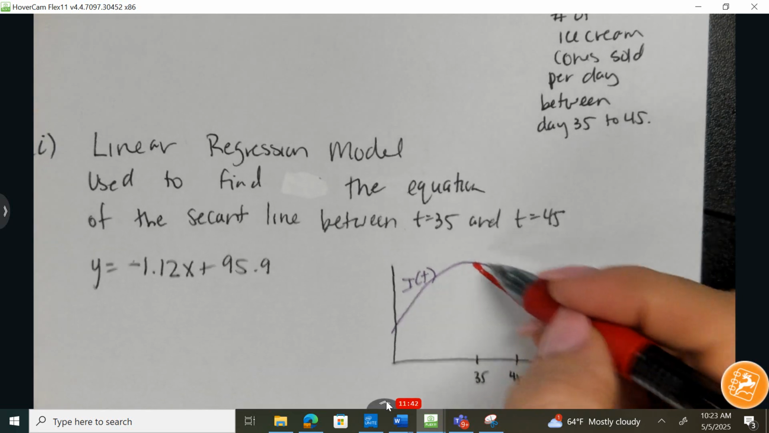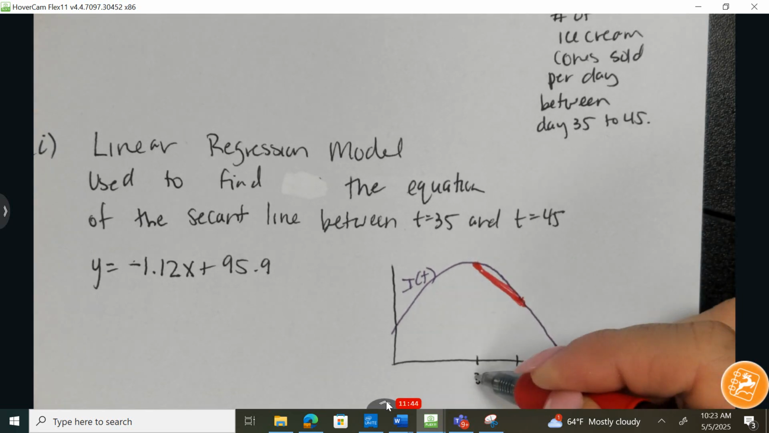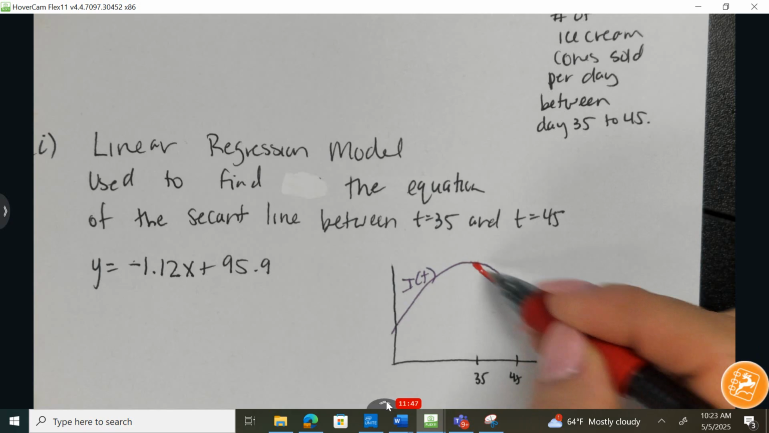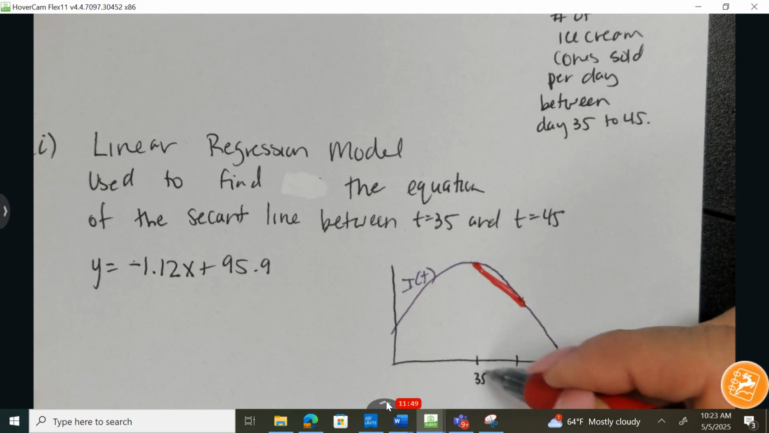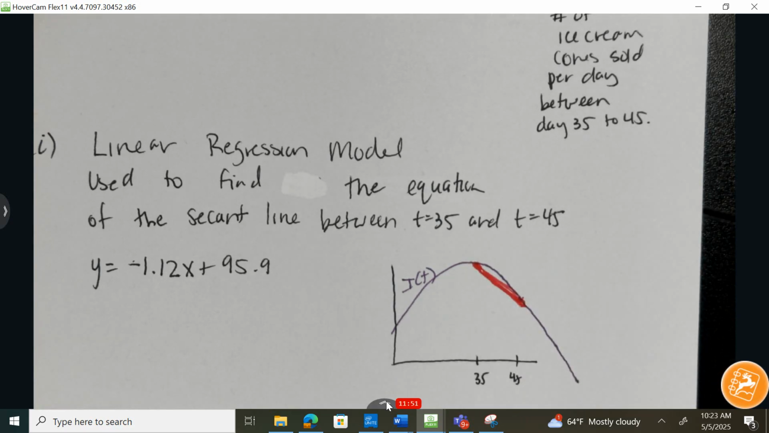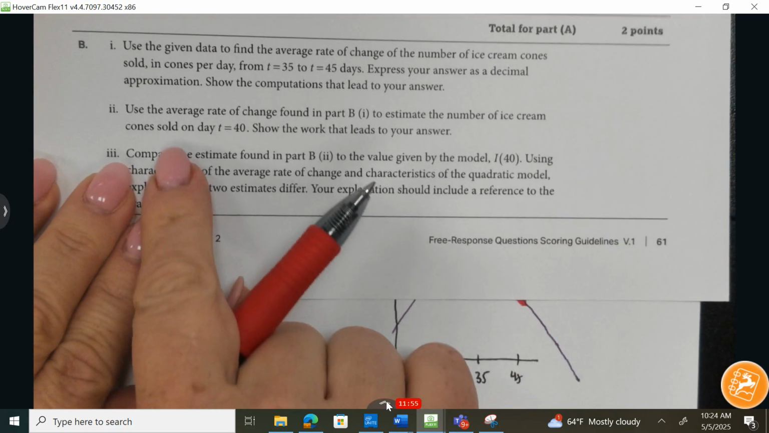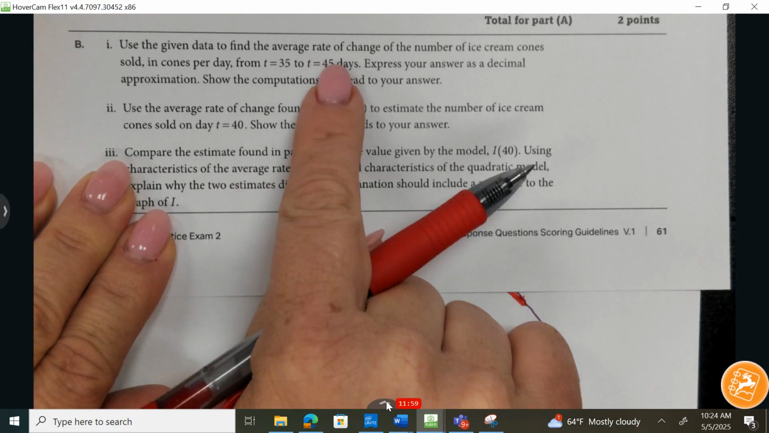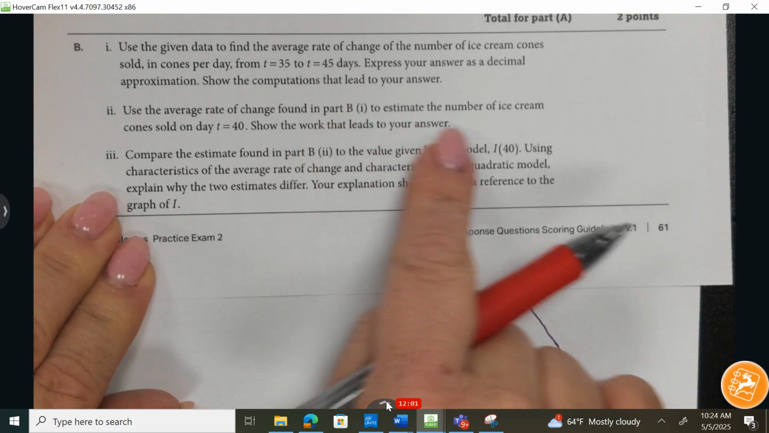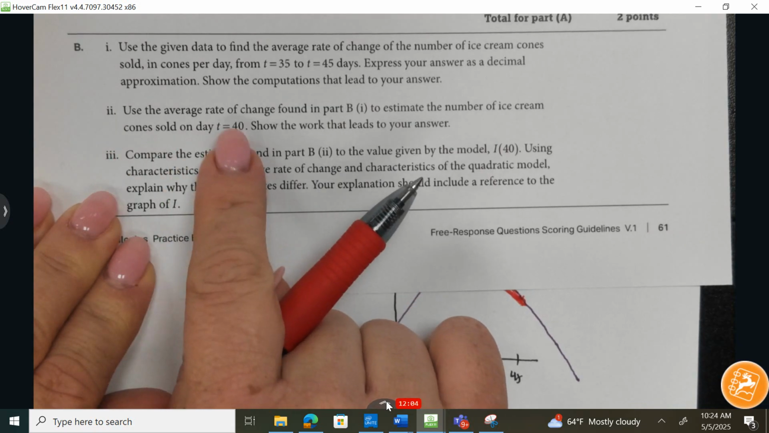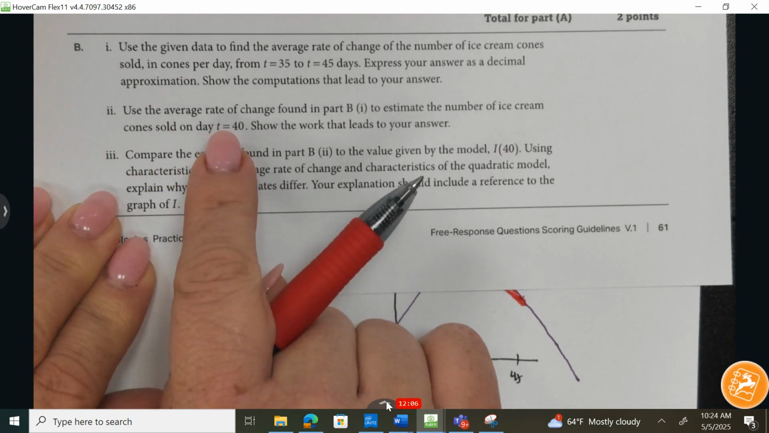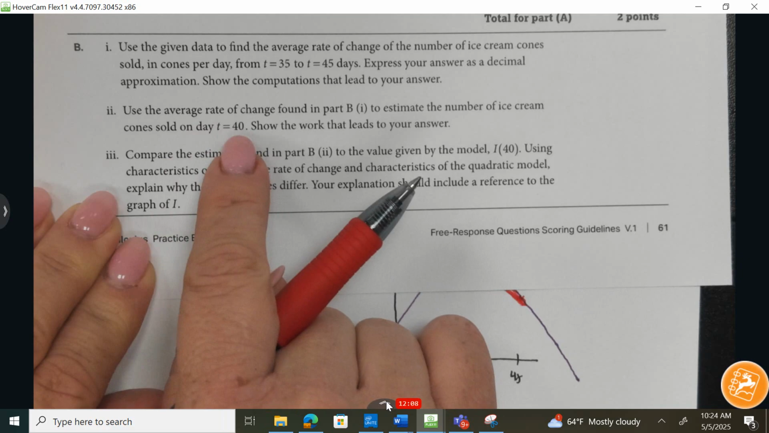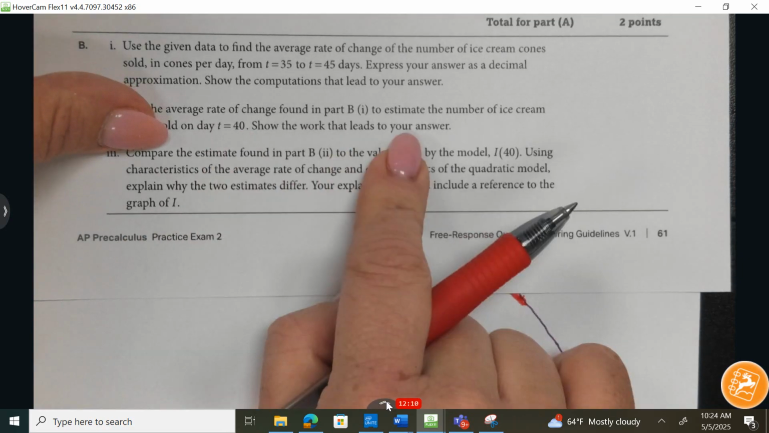And then in part A, we found the average rate of change specifically from 35 to 45. So the average rate of change, or the slope of the secant line from 35 to 45. Now, part B says use the average rate of change, which I have as negative 1.12, from this previous step to estimate the number of ice cream sold on 40. So when I go to the secant line, what would be the t value? And then it says show me how to reach this answer.